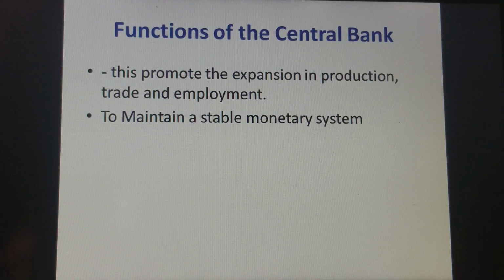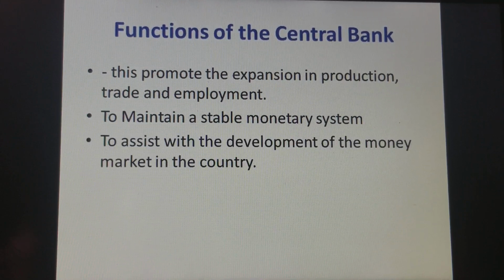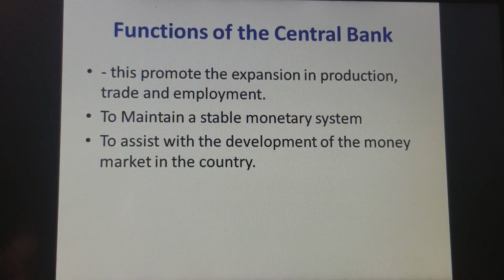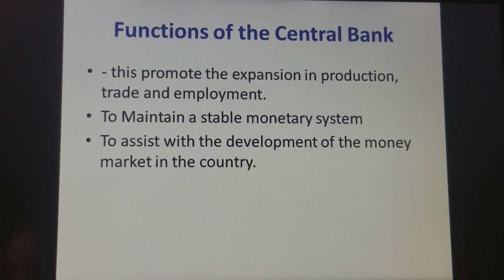Maintain a stable monetary system. A very important responsibility of the central bank is to assist with the development of the money market in the country.